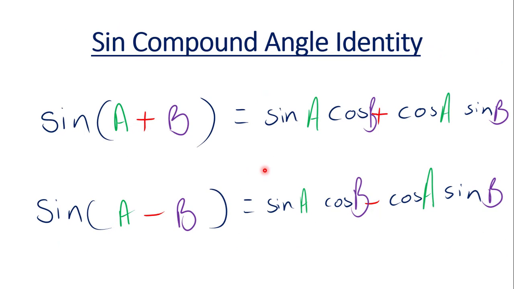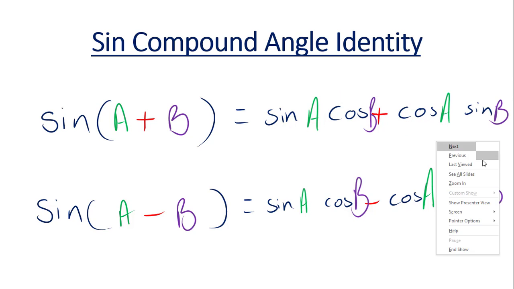First off is the sine compound angle identity. What the sine compound angle identity basically says is, given sine of an angle, whatever that angle may be, if you were to divide that angle into a sum of a plus b, then that will be exactly the same as saying sine of a times cos of b plus cos of a times sine of b. So let me give you an example.